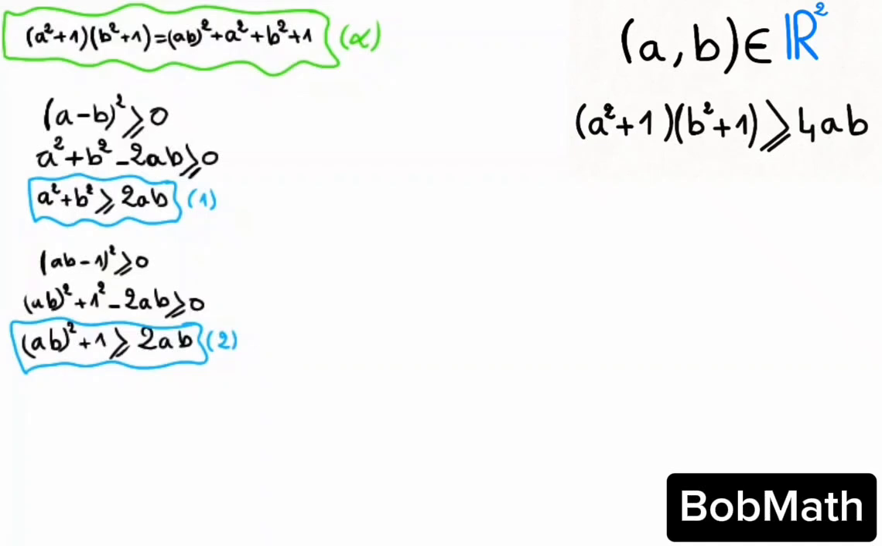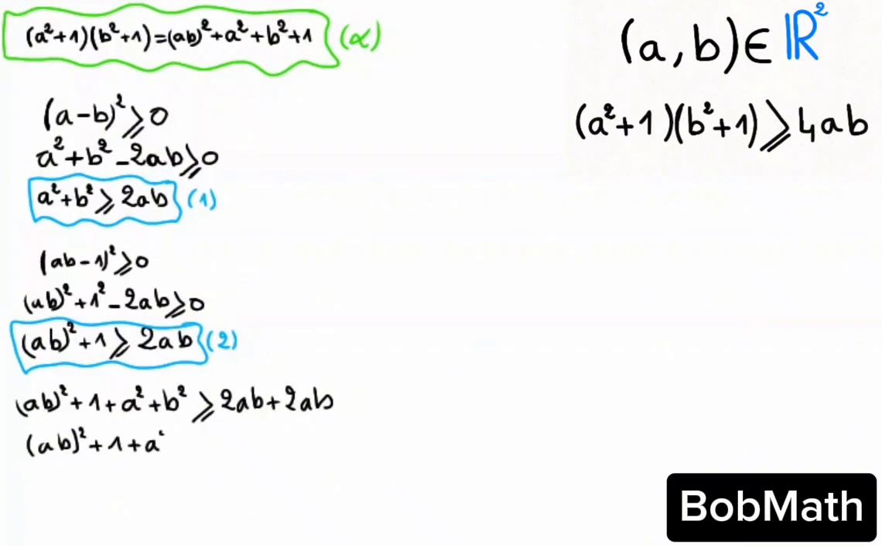So we add the inequalities 1 and 2 side by side. So we get (ab) squared plus 1 plus a squared plus b squared greater than or equal to 2ab plus 2ab. So (ab) squared plus 1 plus a squared plus b squared is greater than or equal to 4ab.